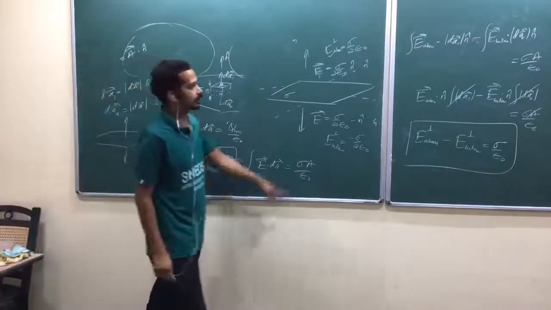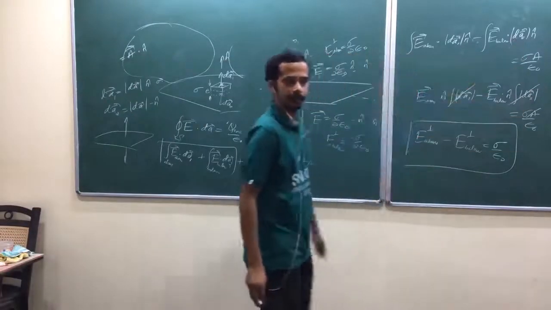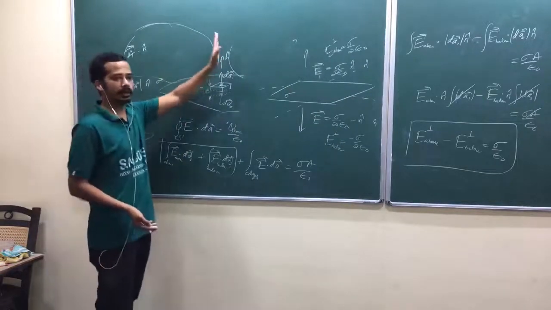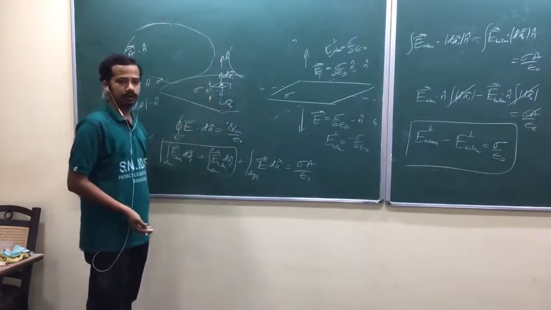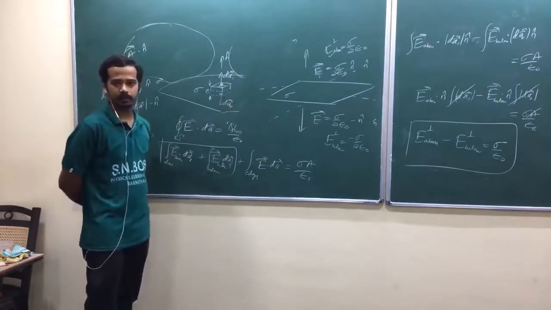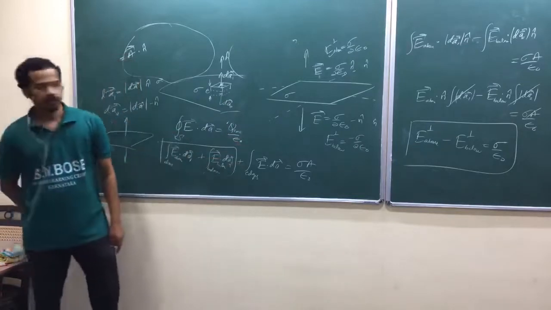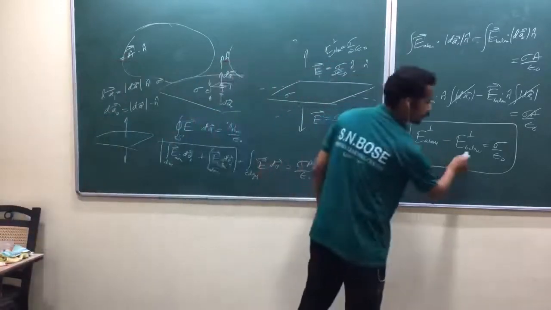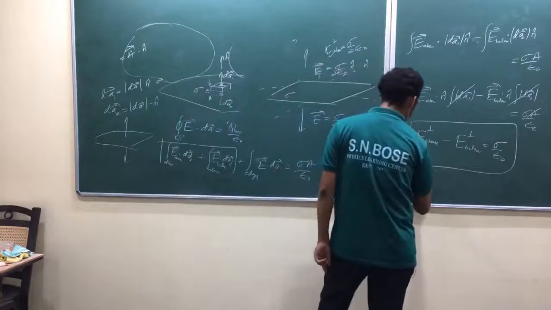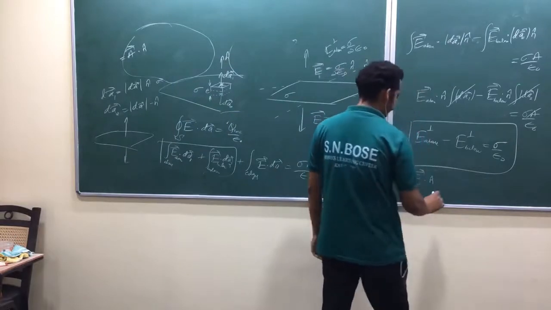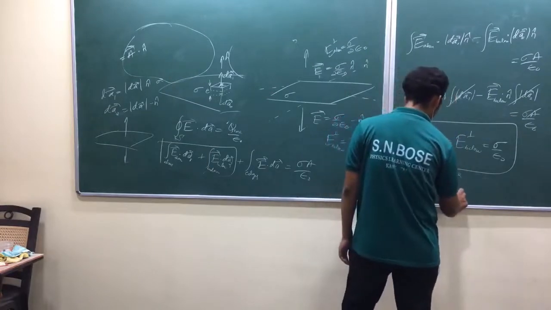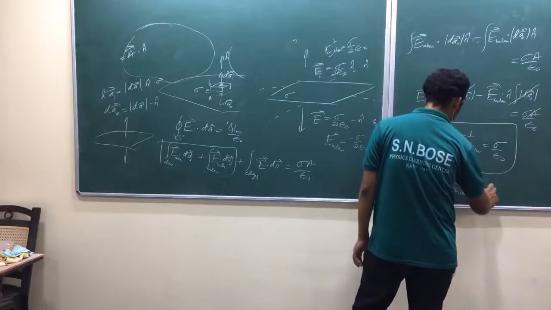Don't talk about the electric field, only talk about n cap and minus n cap, because the dA vector, the area above, will have the area vector along n cap. Obviously, the area below will have the area vector along minus n cap, and that will take care of it. That's the best idea. So ultimately, you should be able to understand this. Or I can write it like this: E above minus E below, dot n cap, is equal to sigma by epsilon naught.